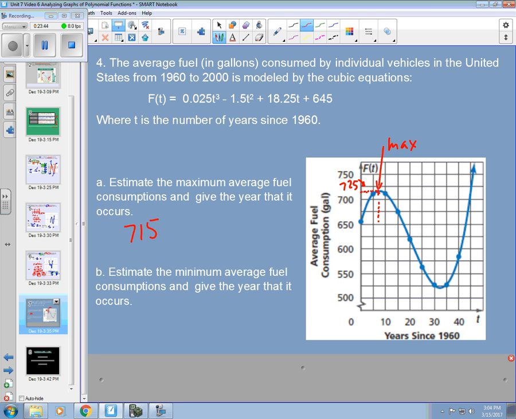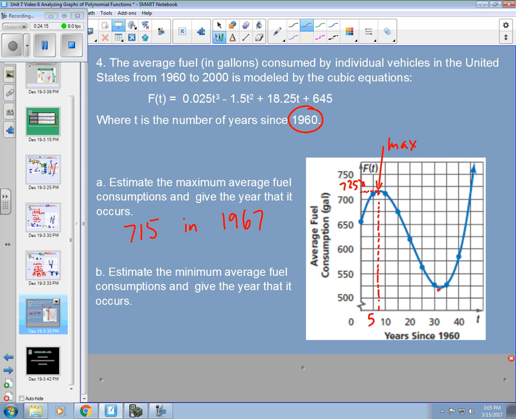And then you got to find the location. Looks like it occurs in the year, well, this is 5. And so this might be about 7 years after. Now it's 7 years since 1960. So that would mean this happened in about 1967. Okay, estimate the minimum.